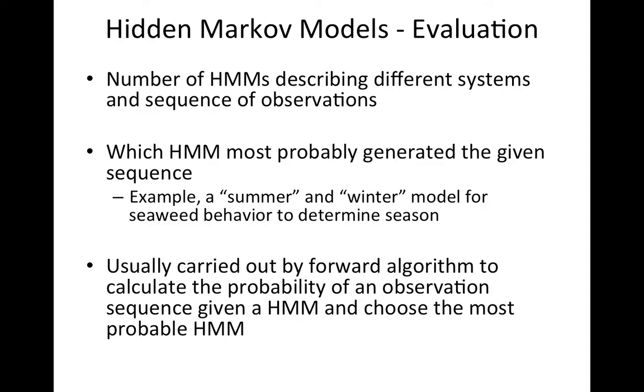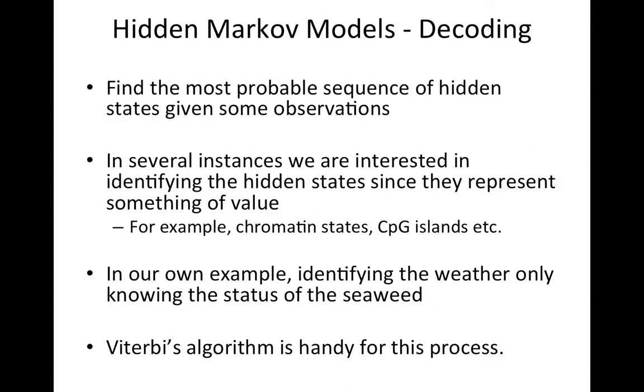So for the evaluation problem, you will have several hidden Markov models describing different systems, and you have a sequence of observations. Which hidden Markov model probably generated the given sequence? For instance, you can have a summer model and a winter model, and then you can determine whether the summer model or the winter model is better for the sequence of observations, right? Usually this is carried out by what is known as a forward algorithm to calculate the probability of an observation. We will see the forward algorithm.